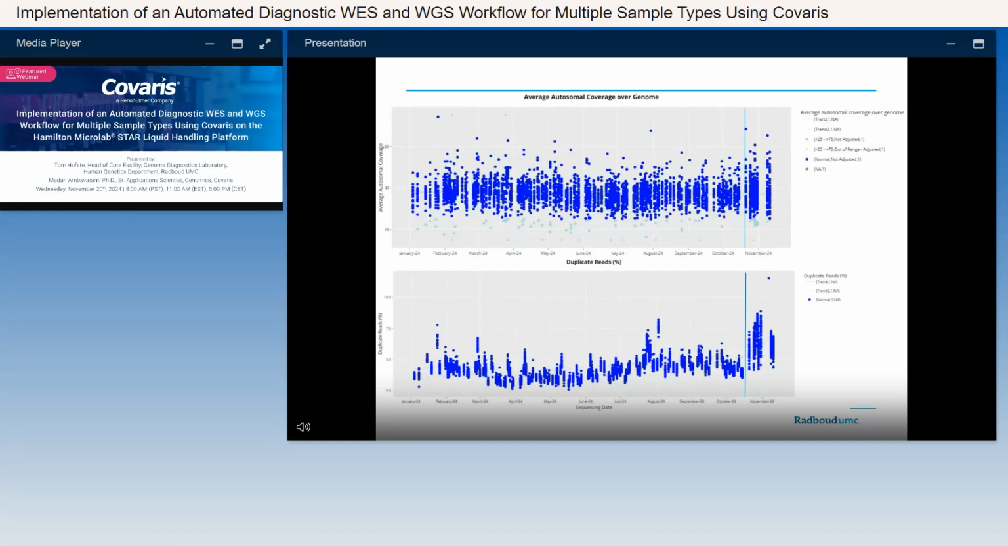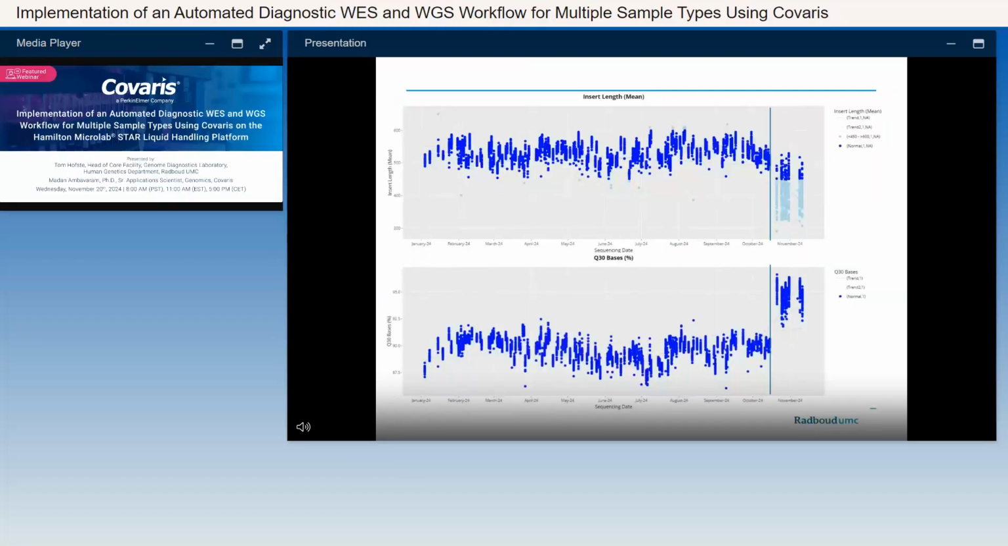So when we focus a little bit more on the quality metrics of sequencing, when we look to the coverage of the genome, the lower part below light blue is below the 25x coverage, sorry, and we see, it's quite stable. And if you look to the duplicate reads, you see after the vertical line, so the implementation of the NovaSeq X, a slight increase in duplicate reads, and that's more or less sequencer dependent.